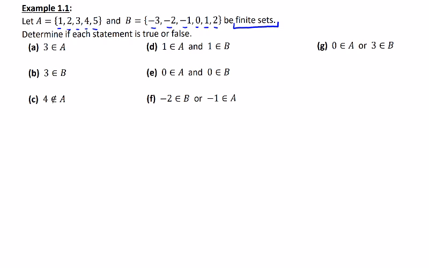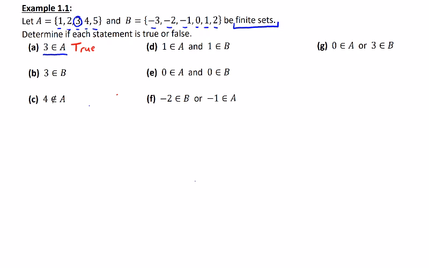So the actual question for these is to determine if each statement is true or false. So when I look at statement A, I need to read it and check to see if the statement is true. So as I read this statement from left to right, it says 3 is an element of set A. So I'll come up here to set A, and I can check to see absolutely 3 is one of the elements that's in set A. So I would certainly say that this is a true statement.